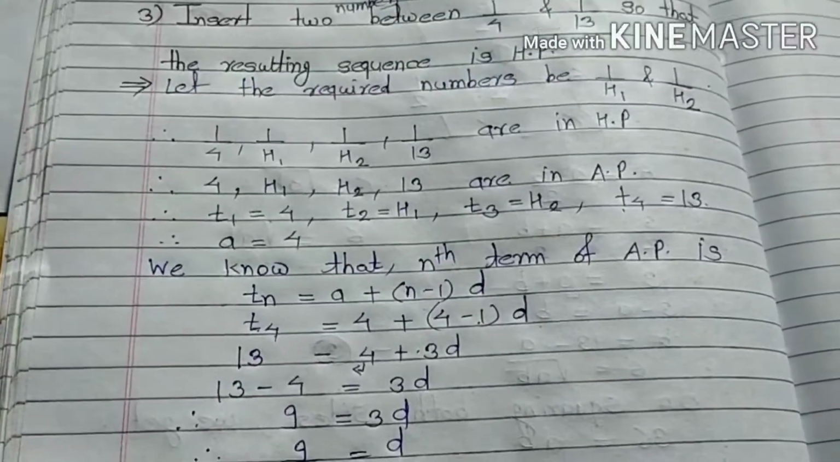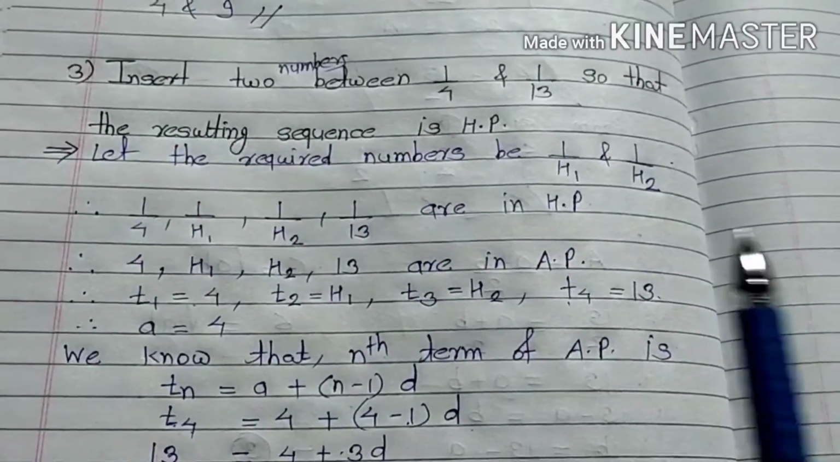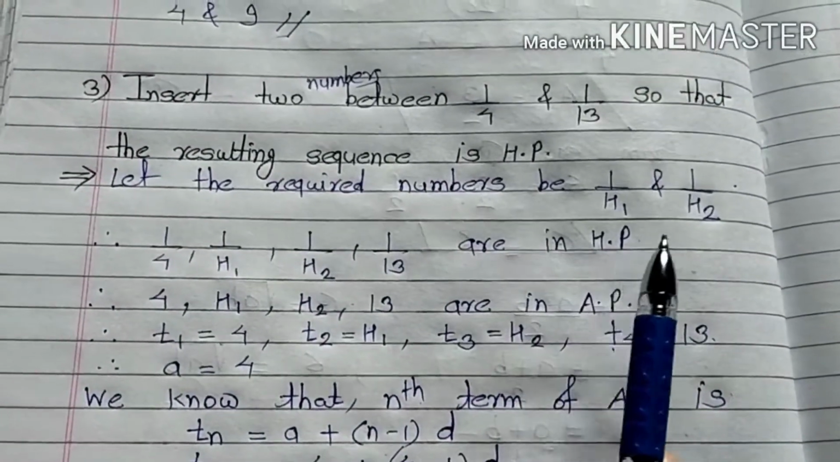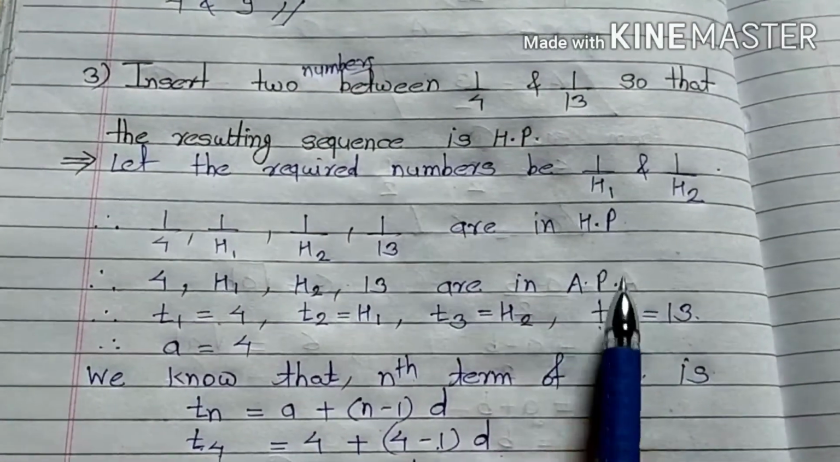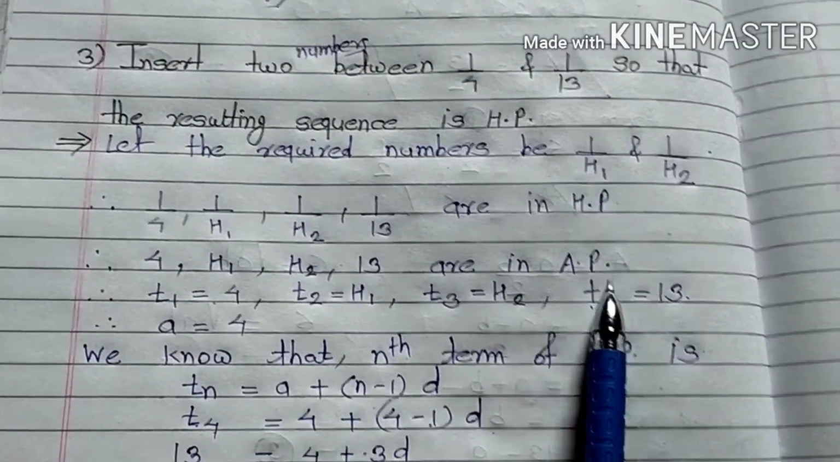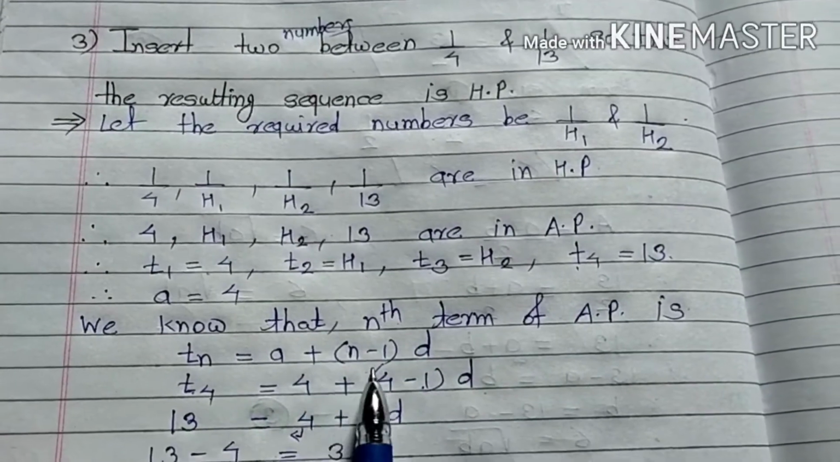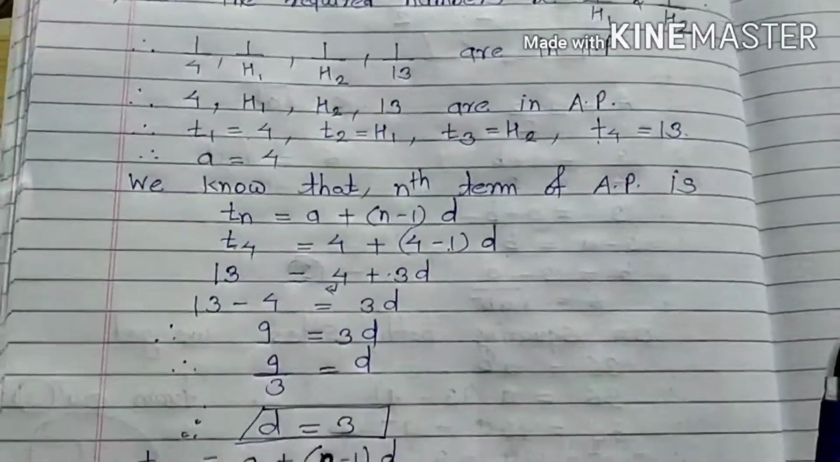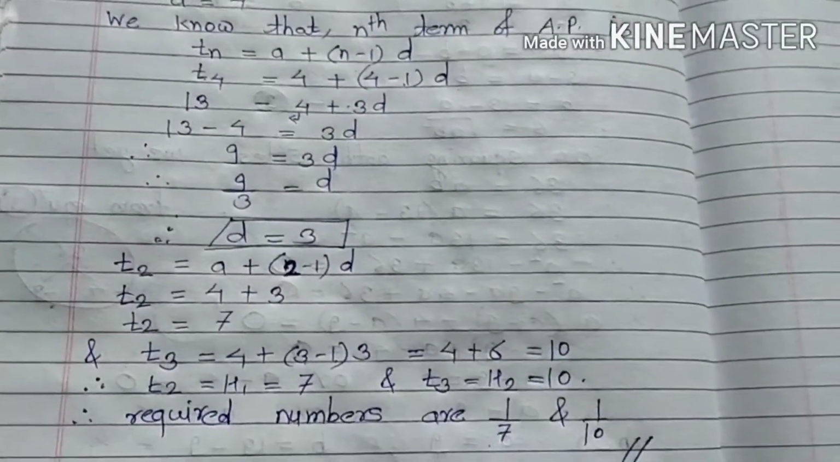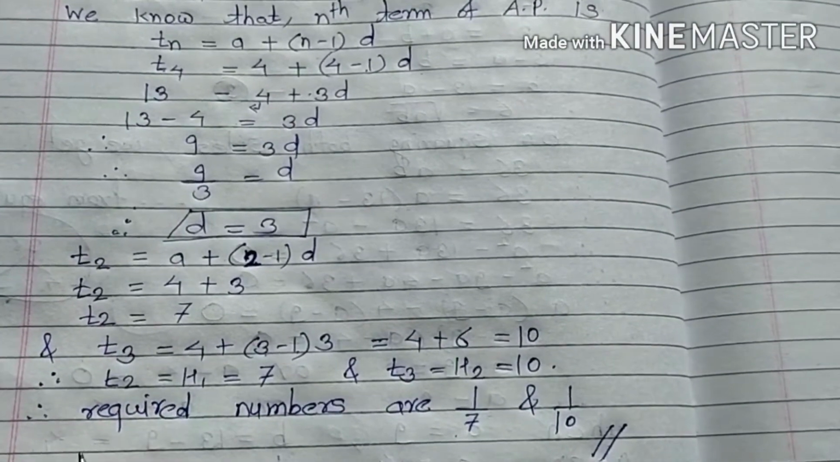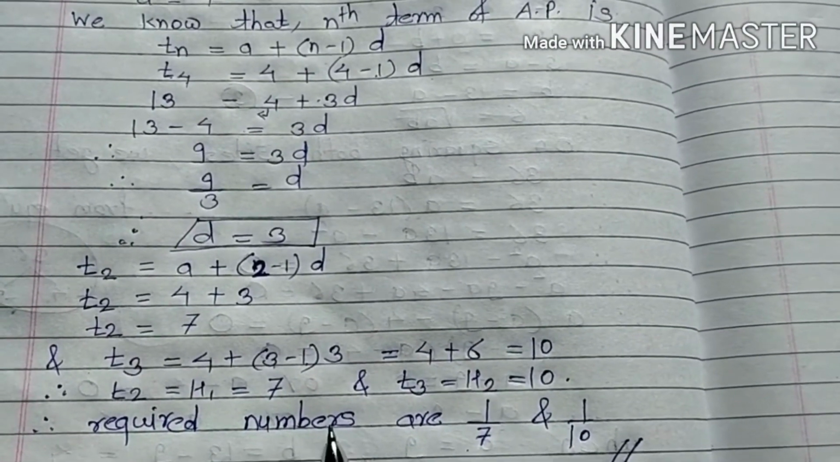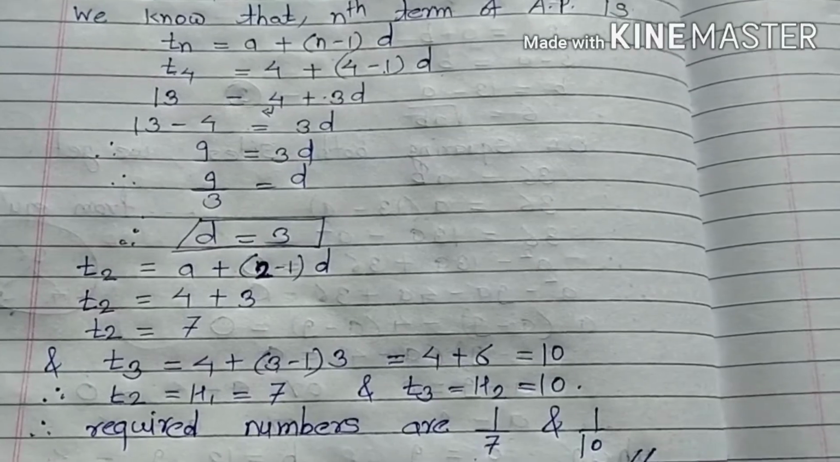It is very simple. First, the given sequence is in HP, then convert it into AP. Then by using the formula of AP, we get the values of A and D. And by simple calculation, we get our required numbers which are in HP.